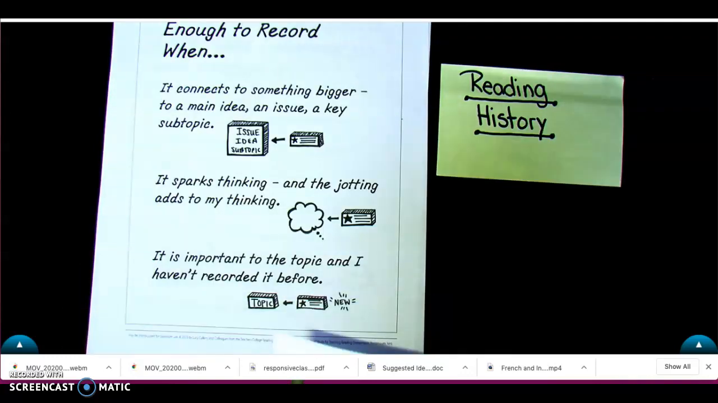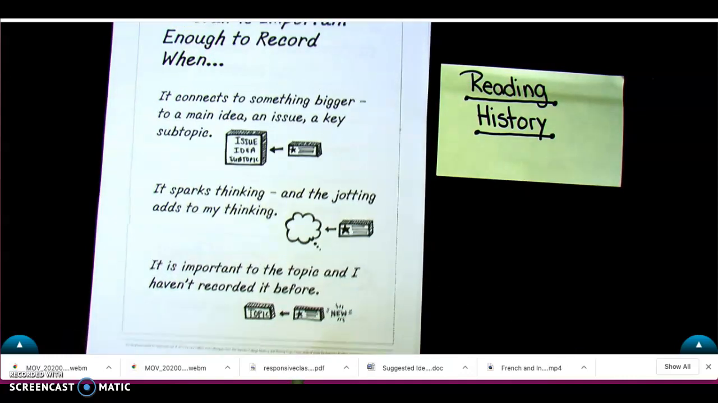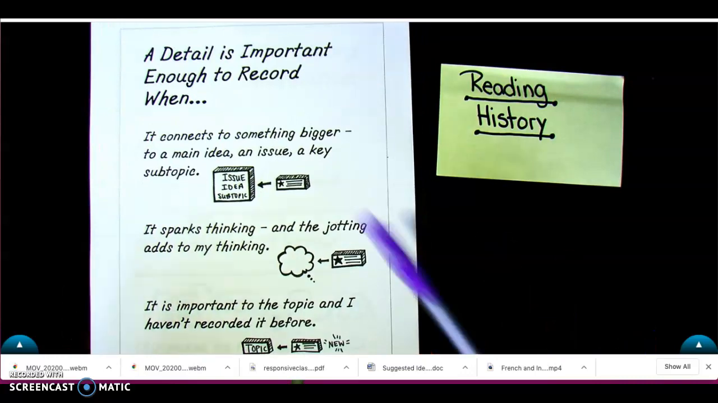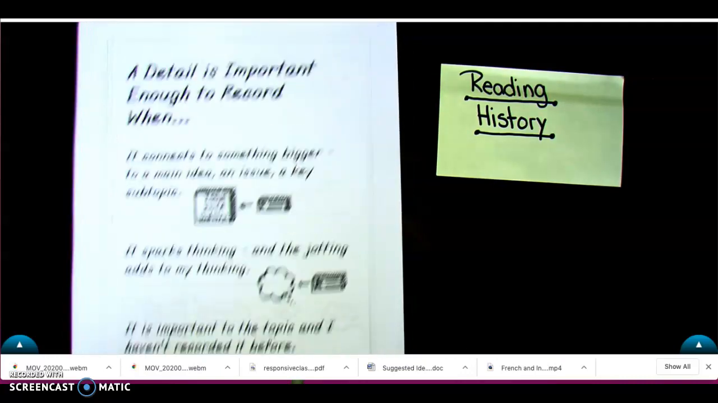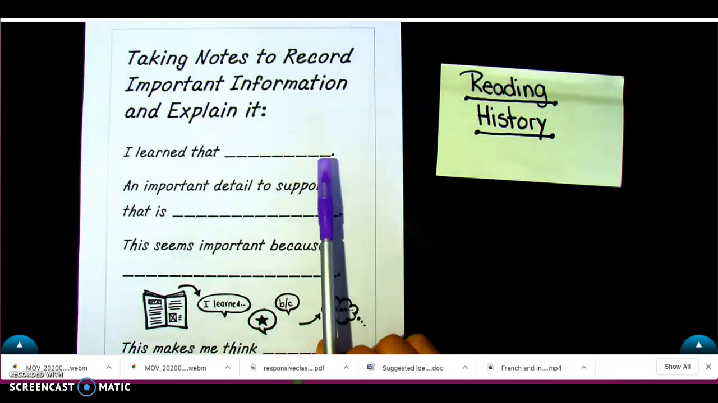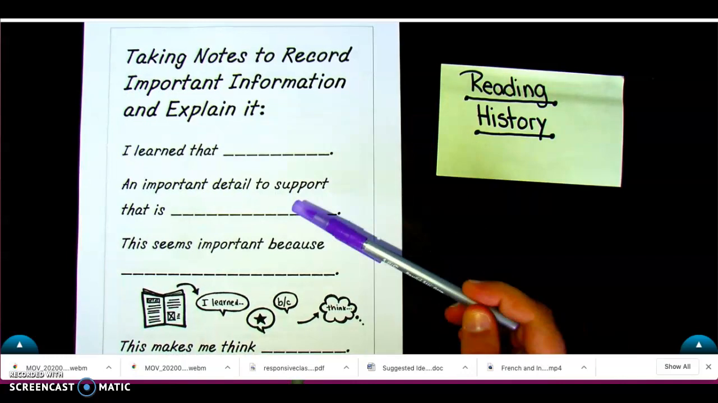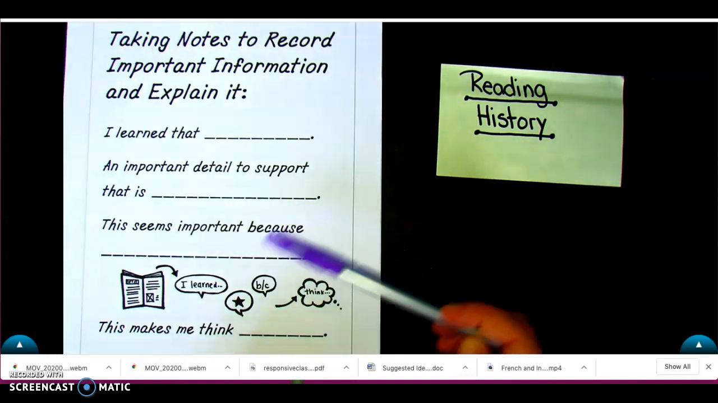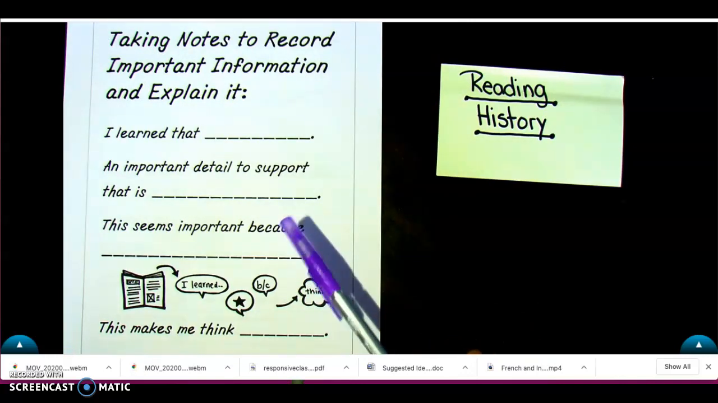The next thing is thinking about when to record a detail, how to know if something is important or not, okay? So that's one thing they'll be learning. The next thing is that when we do take notes, right, we can write down what we learned, give evidence from the text, but also think about why we chose that detail and how it's important to what we're learning.